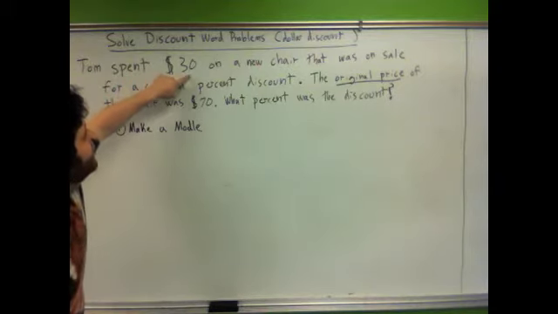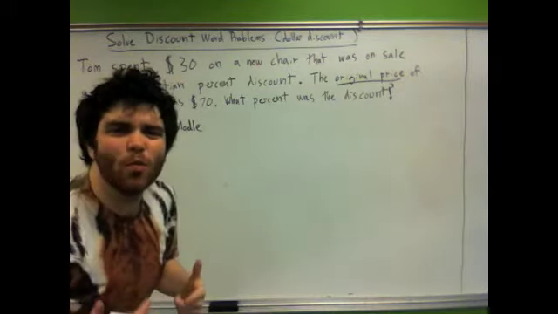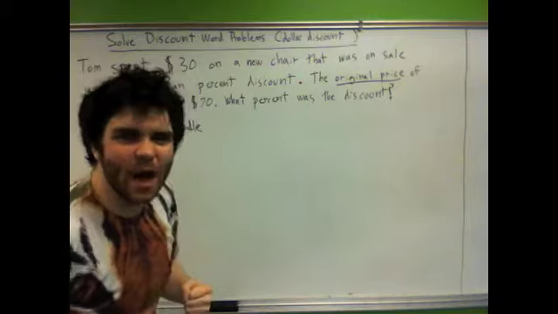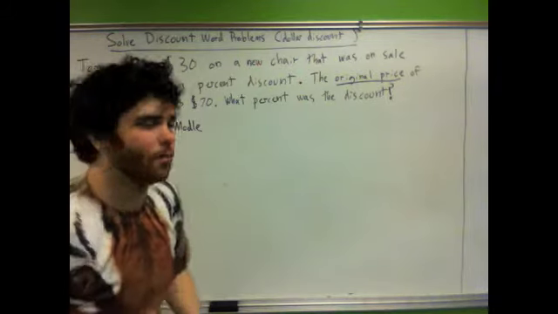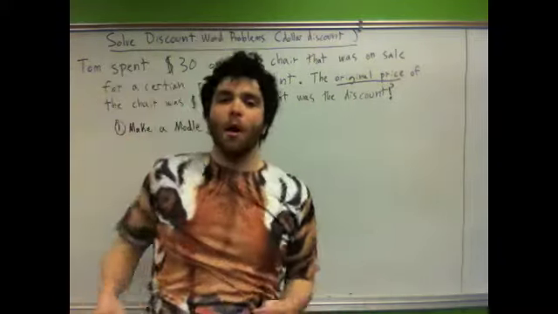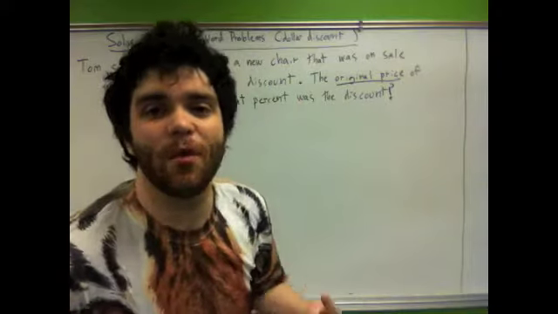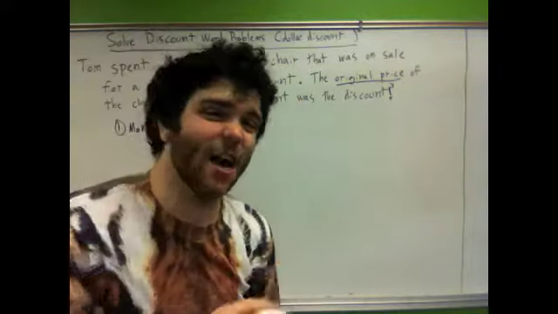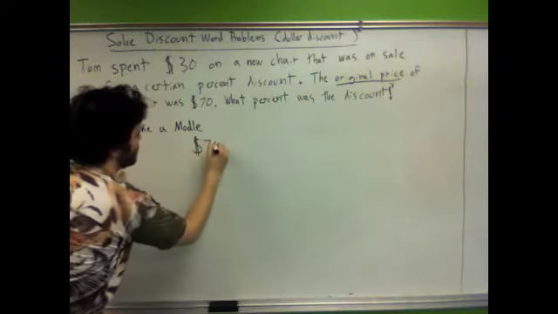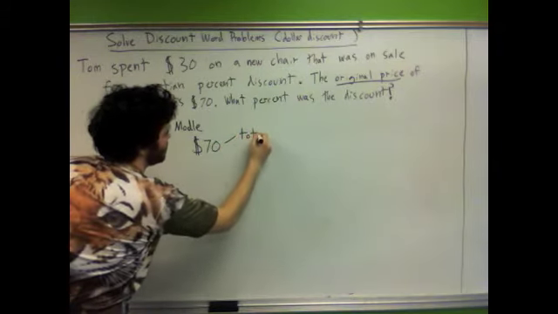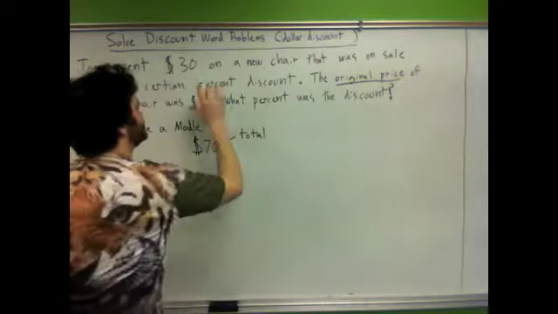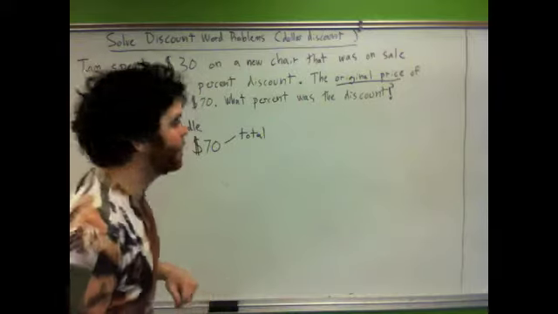$30 might be our original price, but it seems a little bit weird that it would be because the chair was already on sale for a certain percent discount. Let's read on and see if we can find a better candidate for our original price. The original price of the chair was $70. Whoa! They're just going to tell us the total, the original price is $70. That's got to go right at the top of our model. Great, I'm going to grab 70 and slap it onto the top of my model.